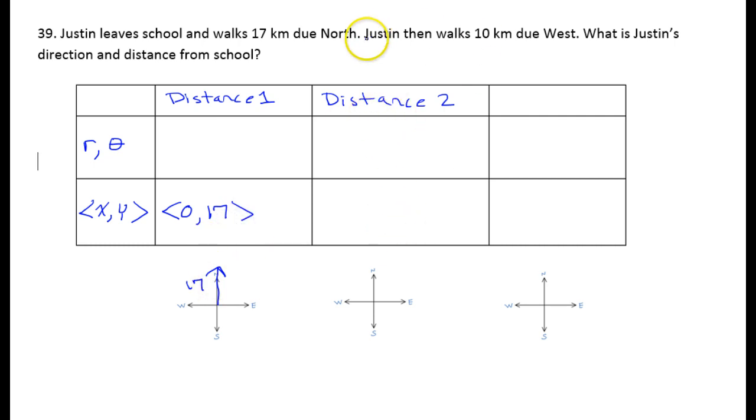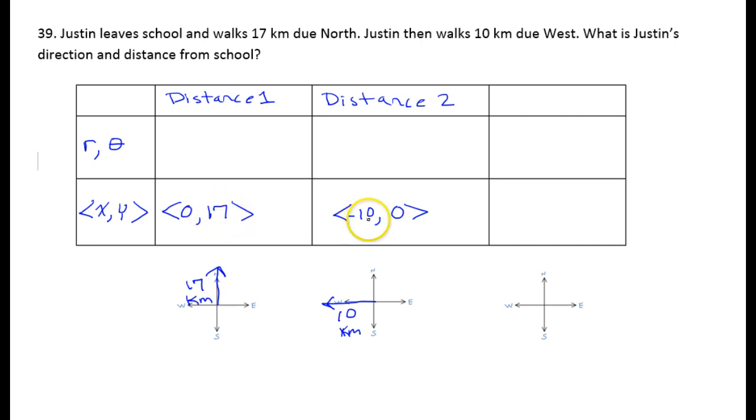How about distance 2? He walks 10 kilometers due west. So that's like this. 10 kilometers. I should put units on here. 10 kilometers due west. We can go straight to the component form for that. The horizontal component is going to be negative 10 because it's west. The entire magnitude is going to the west. If it were to the east, it would be a positive 10. The vertical component is going to be 0 because there is no vertical component. It's all horizontal. So that's it.